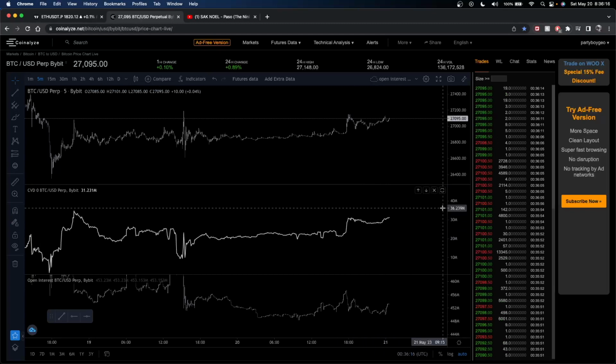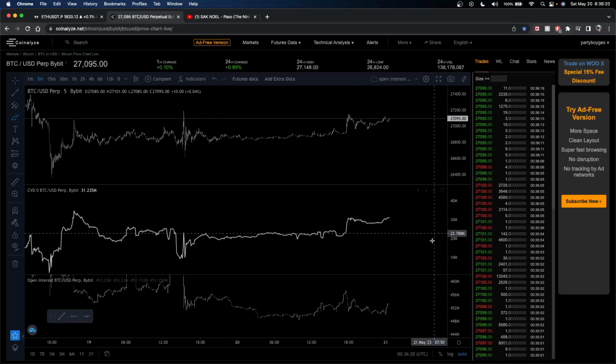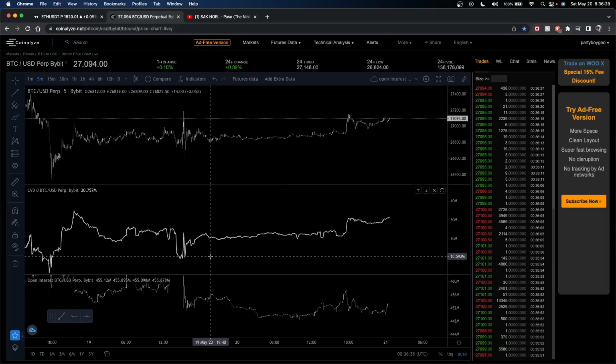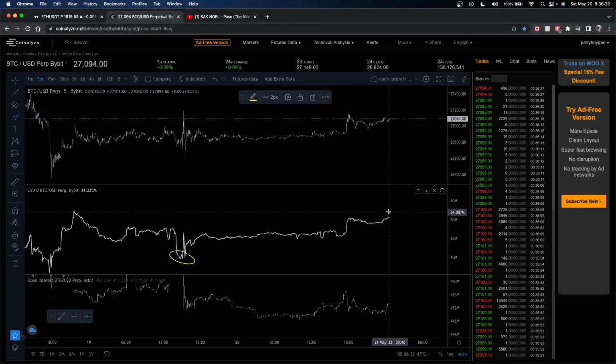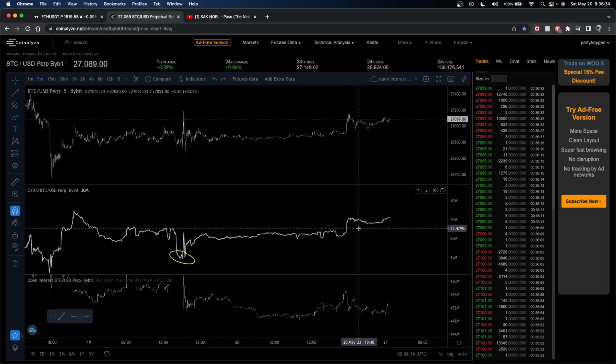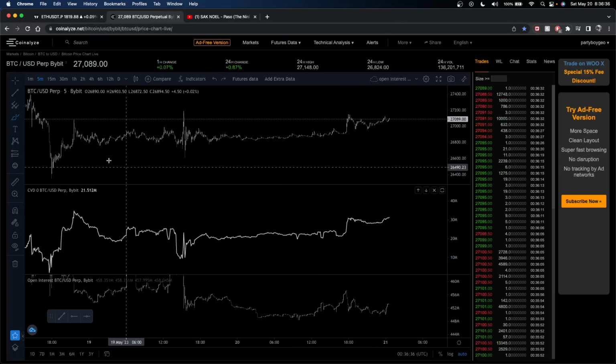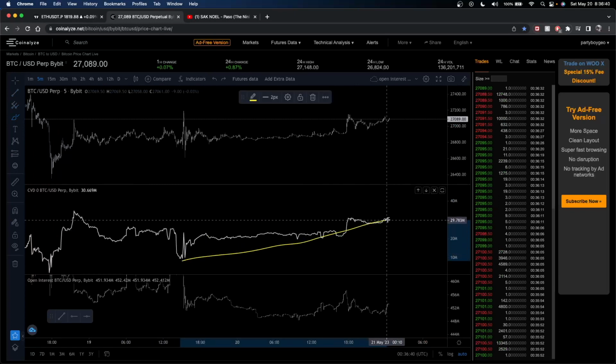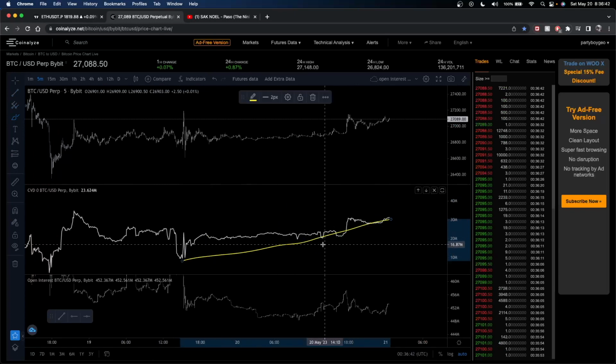First things first, what is CVD? What does it mean? Cumulative Volume Delta. Now, I don't want you guys to focus on these numbers on the right because it doesn't matter. CVD is relative to its previous point in time. Okay? What I mean by that is CVD here was lower than CVD here. That's what we care about. We don't care about what the numbers are. CVD is increasing over time in this little section here.